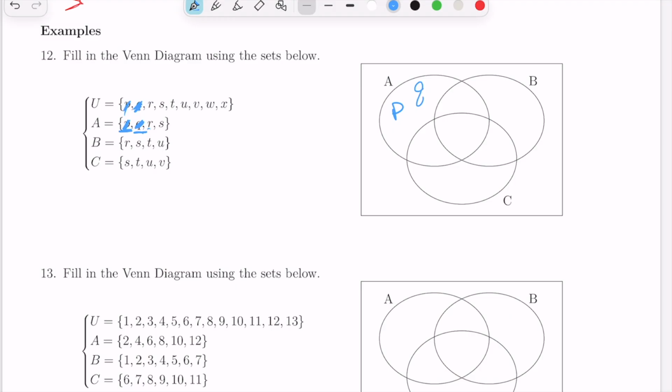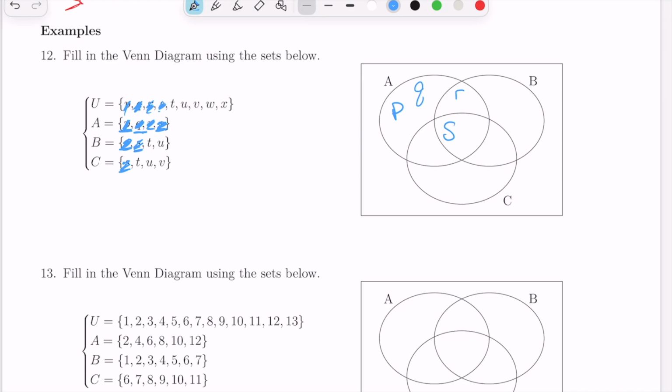R. R is also in B and that's it. So I need A and B. So I'll put my R there, cross it out everywhere because I've used it. We're only going to write each of these letters one time. S. S is in all three of them, so I'll put S right here in the overlap, the intersection of all of them.